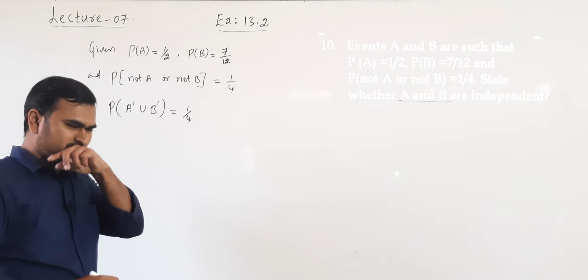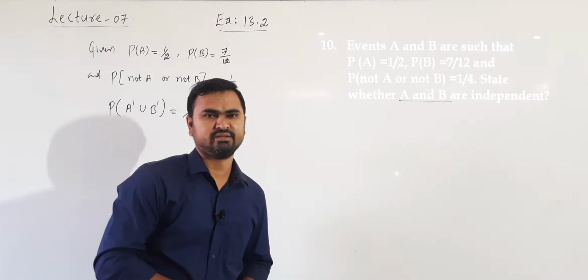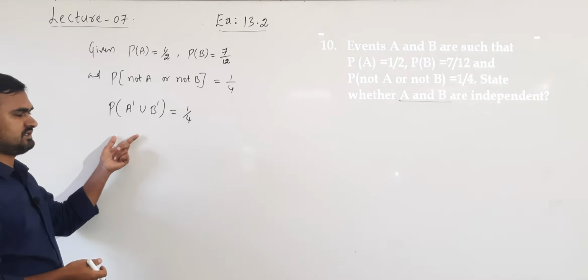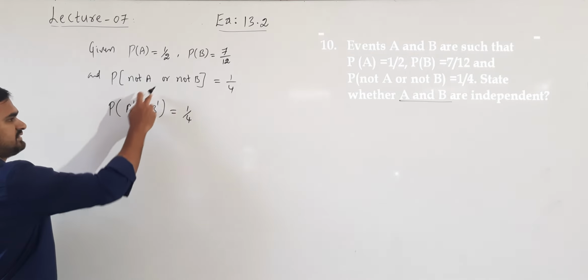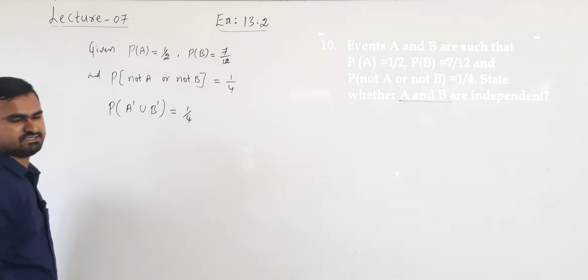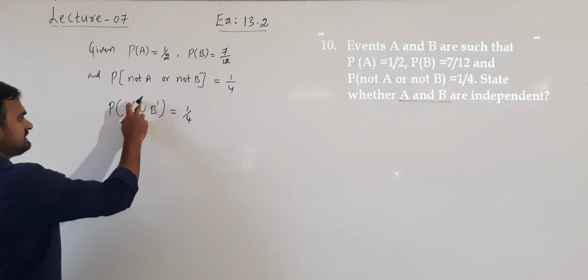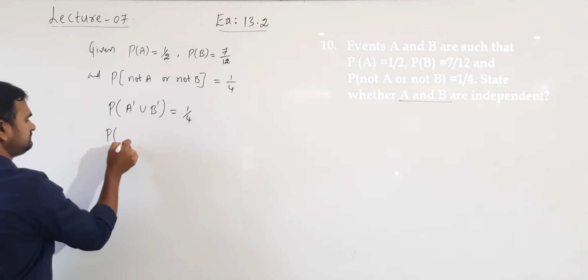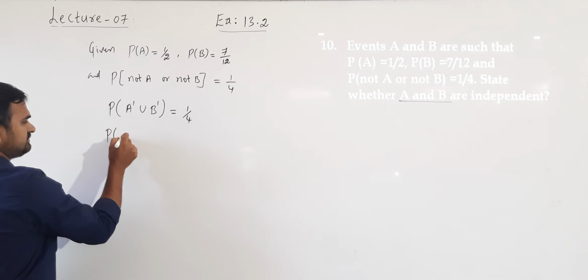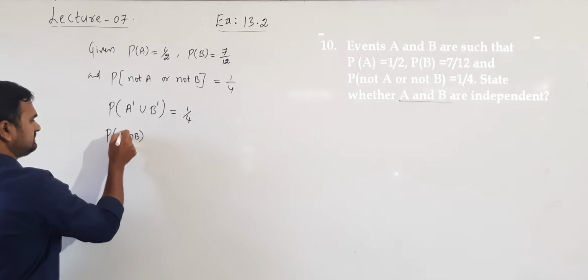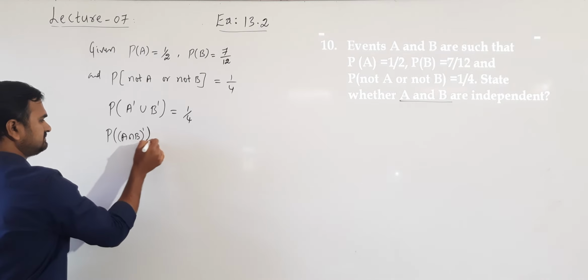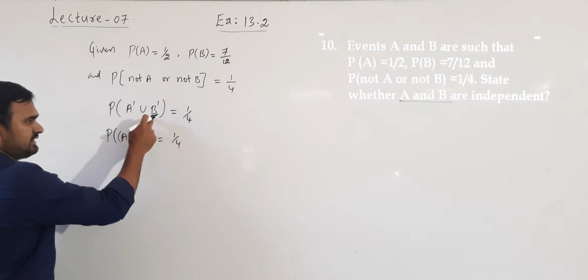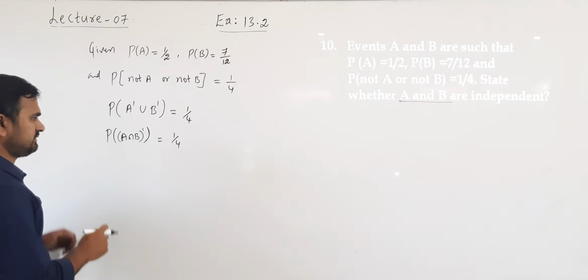Okay. So you should be able to convert the word form to mathematical form. Then using formulas we can solve it. Or means union and 'and' means intersection. So how can I write A dash union B dash? A dash union B dash is nothing but A intersection B whole dash by using De Morgan law.